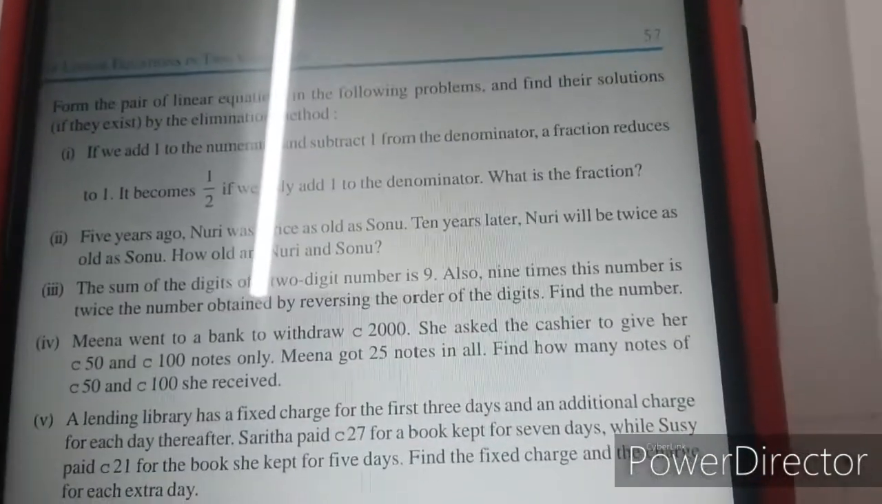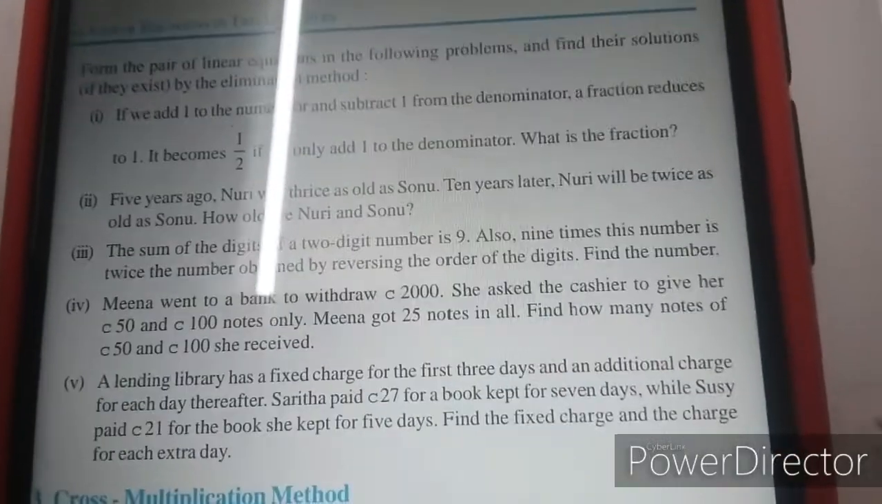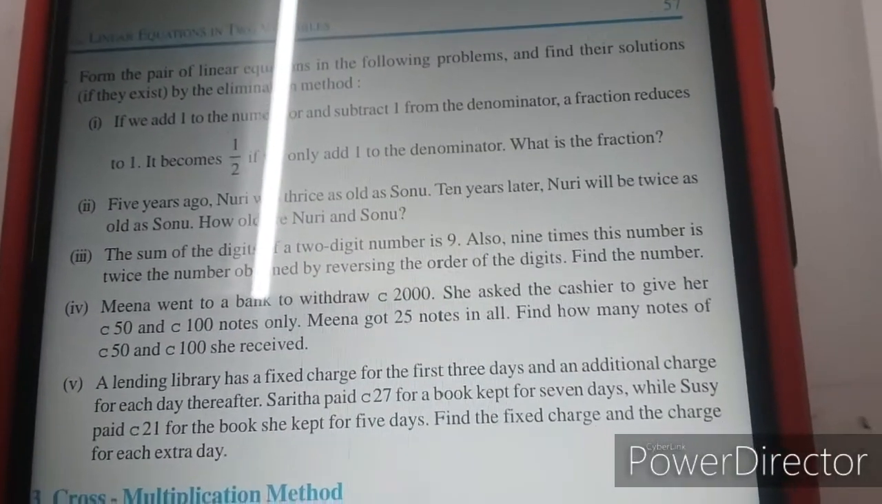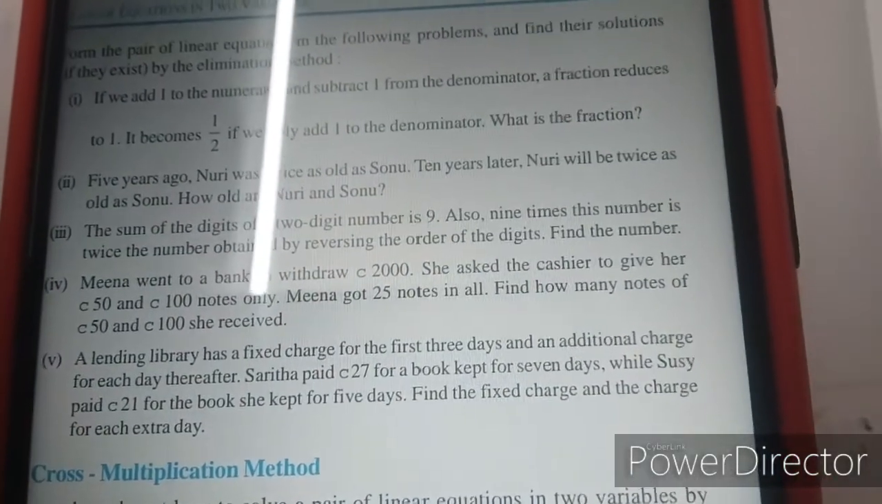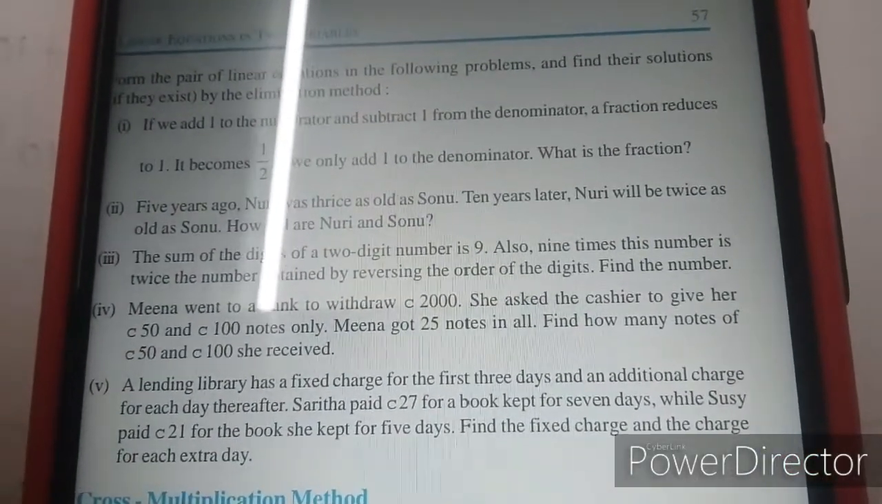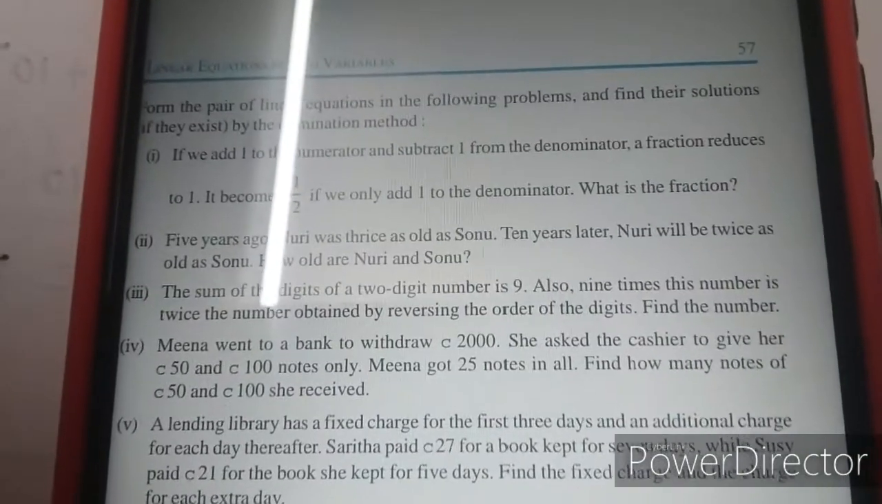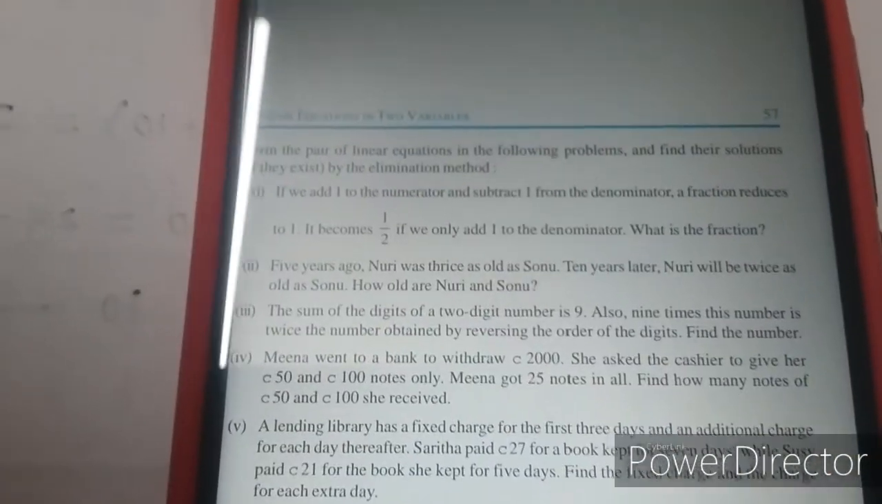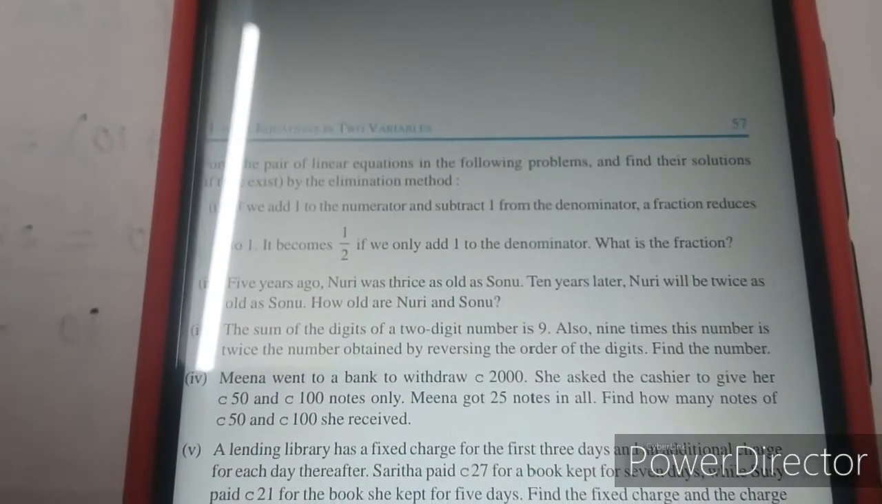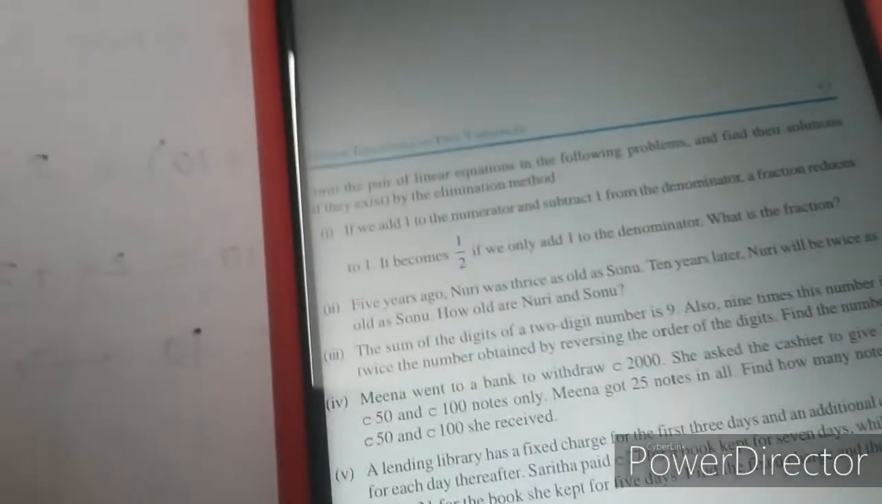She asked the cashier to give her rupees 50 and rupees 100 notes only. Meena got 25 notes in all. Find how many notes of rupees 50 and rupees 100 she received. Let us consider that she received X 50 rupees notes and Y 100 rupees notes. Let us start with this.